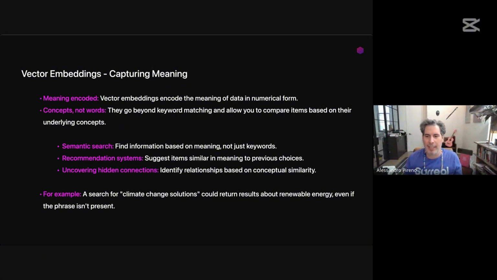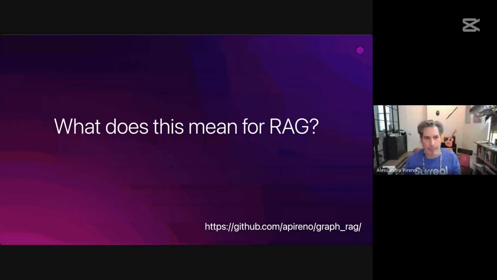And it also allows you to find hidden connections, especially when even something as simple as a fuzzy full text search isn't really good enough. You can start finding different connections and make these kind of virtual joins between climate change and, in this example, renewable energy. I find all these things fascinating, but in this context, we're going to talk about how these empower RAG to another level. So what does this mean for RAG?